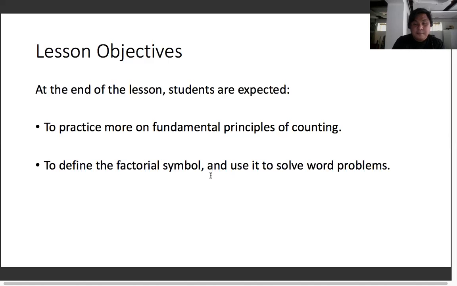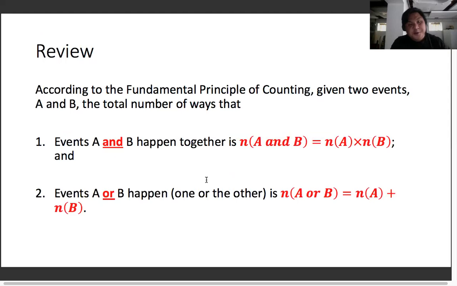Okay, now that we've gone over that, let's do a review on the fundamental principle of counting. So take note that the fundamental principle of counting states that if you're given two events, A and B, the number of ways that events A and B can happen together, which is signified by this symbol right here, is simply the product of the number of ways that event A happens multiplied with the number of ways event B happens.